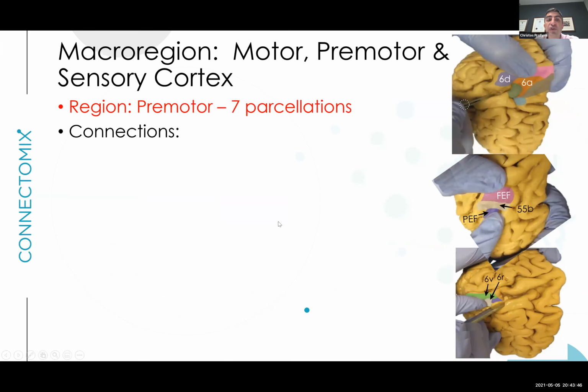Finally, we're going to look at the premotor area. This has 7 parcellations. Superiorly, this is the superior frontal gyrus, that's the inferior frontal gyrus. We've got our central sulcus and our precentral sulcus, and it's in this precentral sulcus where the premotor area sits. So we've got 6A and 6D, and then inferiorly, we've got 6 rostral and 6 ventral, so 6R and 6V. And they're actually split by 3 parcellations: FEF for frontal eye field, 55B, and prefrontal eye field. So it's almost like the premotor area is split by 3 parcellations, which I will discuss.